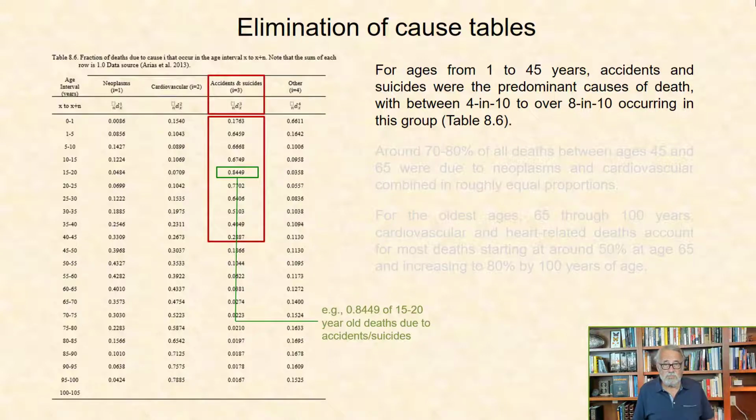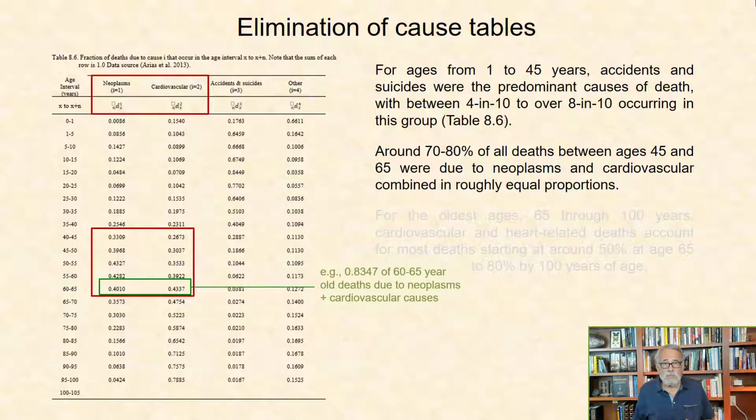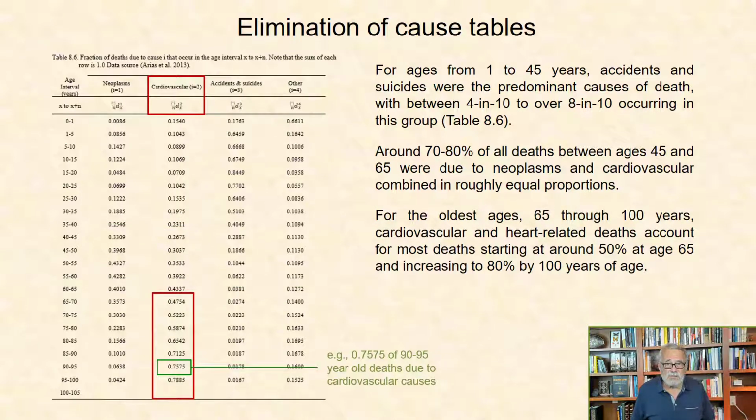That is table 8.6. Around 70 to 80% of all deaths between ages 45 and 65 were due to neoplasms and cardiovascular causes combined, in roughly equal proportions. For the oldest ages, 65 through 100 years, cardiovascular and heart-related deaths account for most deaths, starting at around 50% at age 65 and increasing to 80% by 100 years of age.